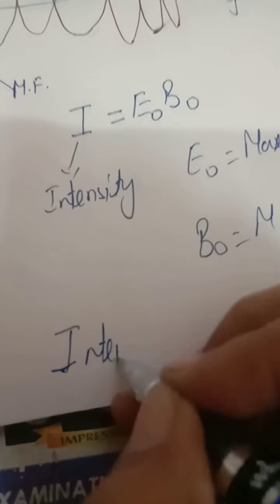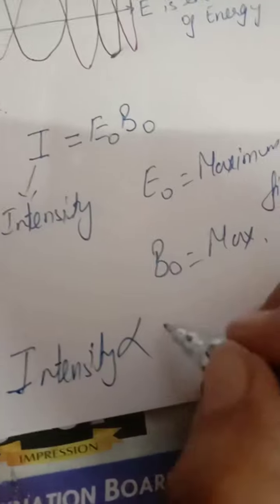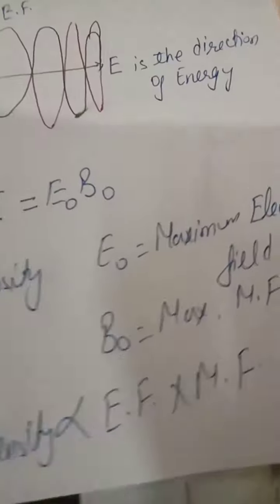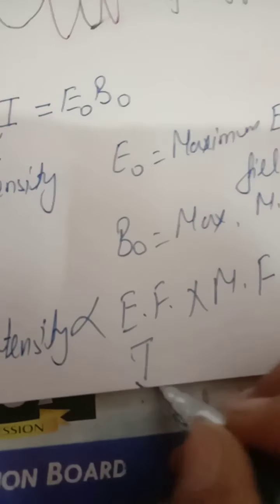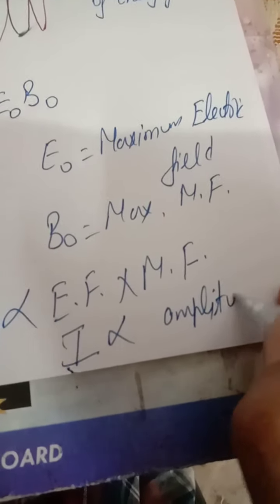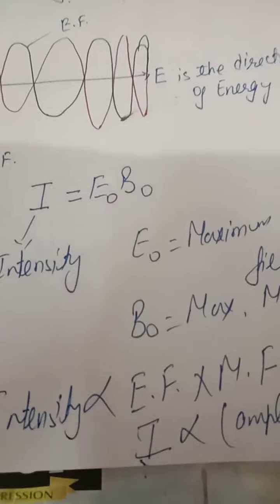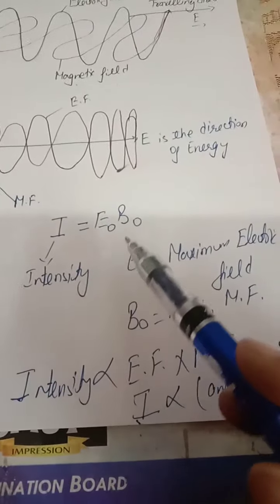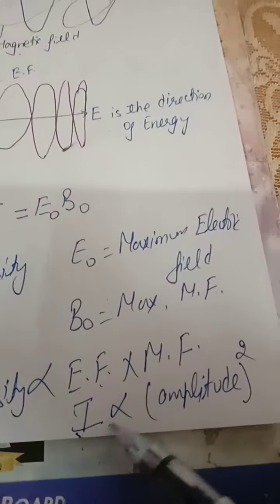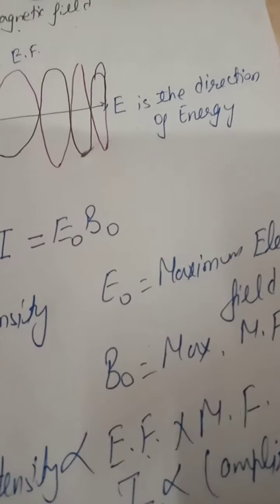B is magnetic field, or in short you can say that intensity is directly proportional to electric field into magnetic field, or you can say that intensity is directly proportional to square of amplitude. What amplitude is, we will do later under the characteristics of electromagnetic radiations. So intensity is equal to product of electric field into magnetic field, and intensity is directly proportional to square of amplitude.